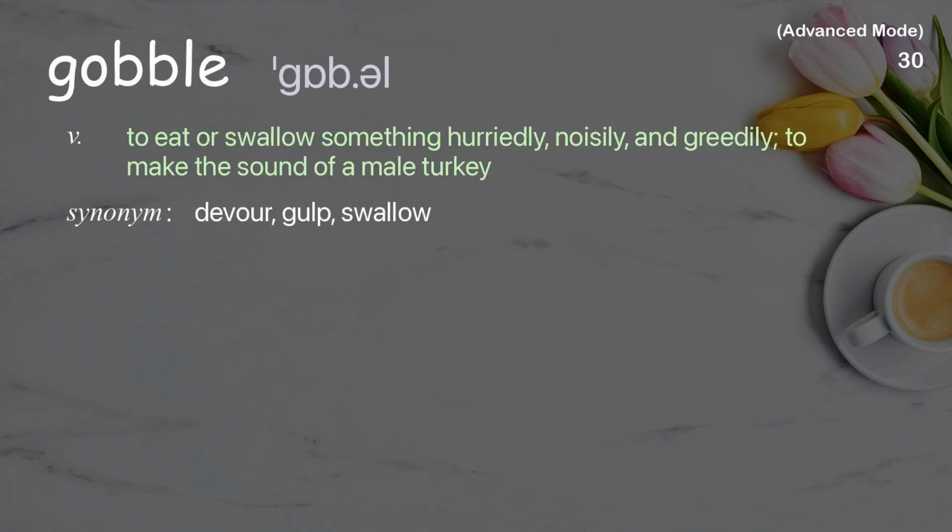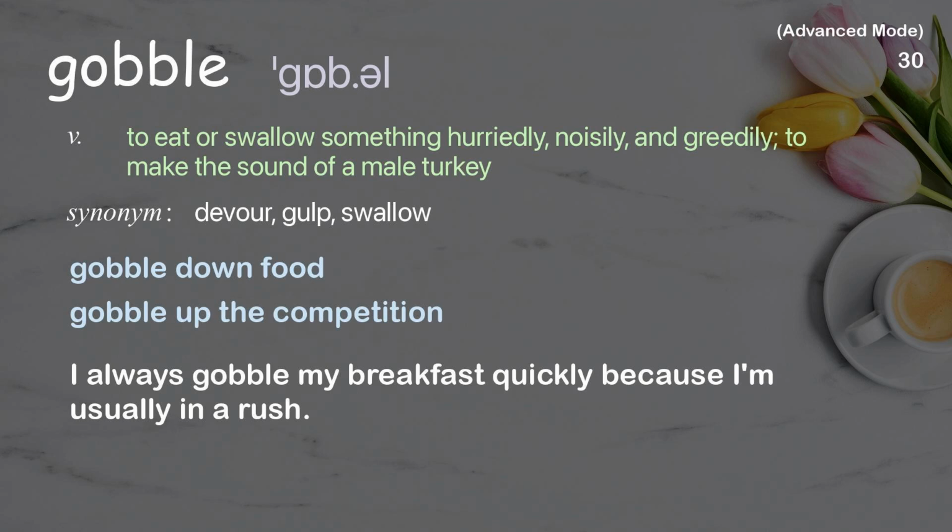Gobble. To eat or swallow something hurriedly, noisily, and greedily, to make the sound of a male turkey. Examples: Gobble down food. Gobble up the competition. I always gobble my breakfast quickly because I'm usually in a rush.